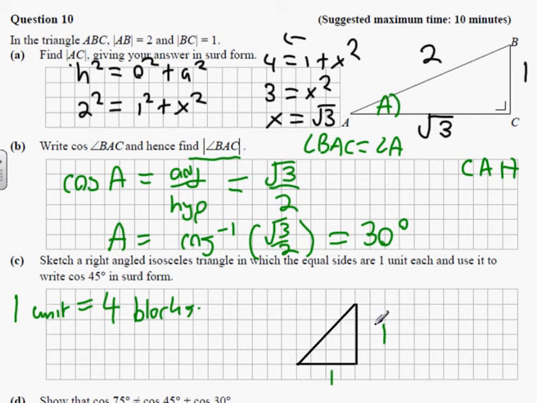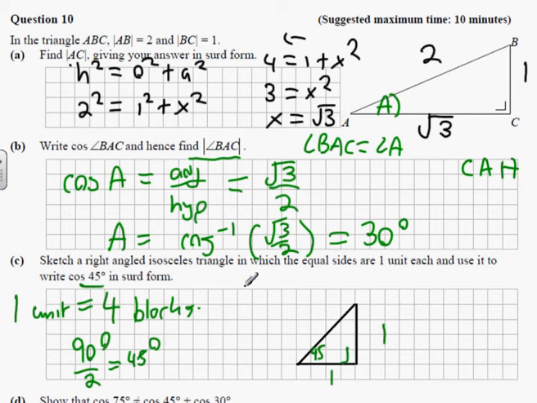Right angle triangle. What can you tell me about this one here? 90. What can you tell me about the other two? They both have to add up to 90 degrees. So 90 degrees divided by 2? 45.